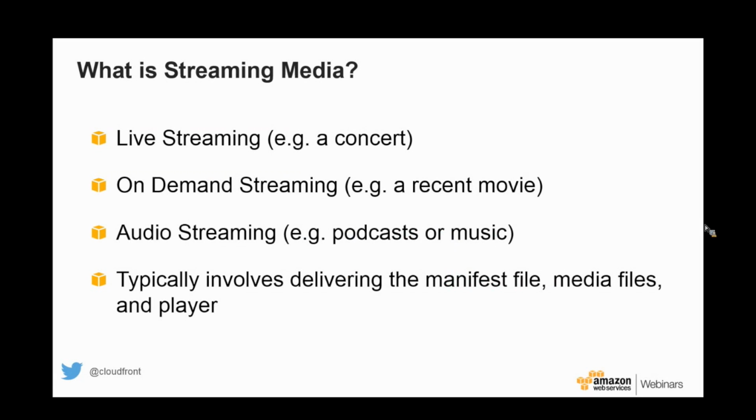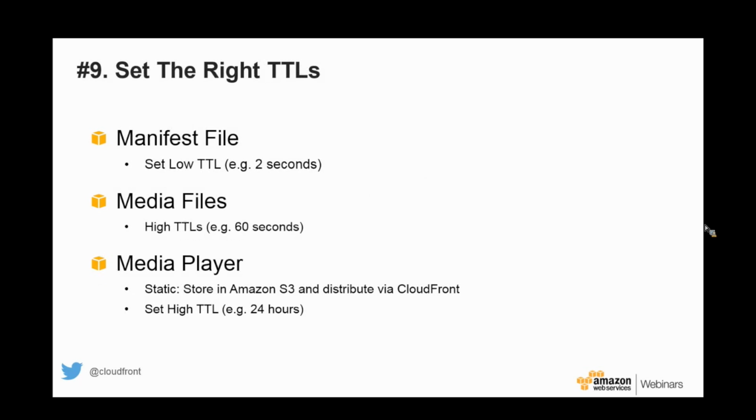So typically, streaming content involves three different types of assets. It's the manifest file that describes all of the different fragments of your streaming media file, the media fragments themselves, and then often some of the player assets if you're having your users download a player along with your media content. So from a best practice perspective, since CloudFront allows you to set any TTL, you should really think about what TTL you should set for different types of streaming media content.